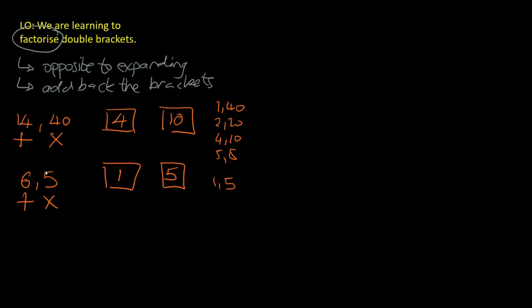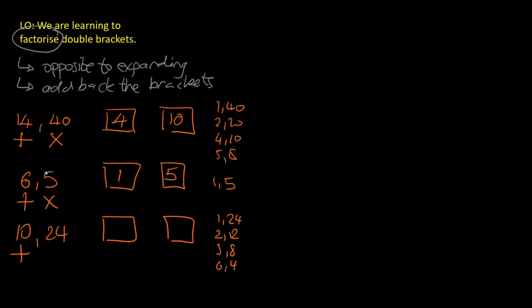So let's have a look. Let's think of what two numbers will add to 10 and multiply to 24. So have a look at 24. What factors of 24 are there? We've got 1 and 24, 2 and 12, 3 and 8, 6 and 4. And that last pair, well, they're going to add to 10. The numbers are 6 and 4.